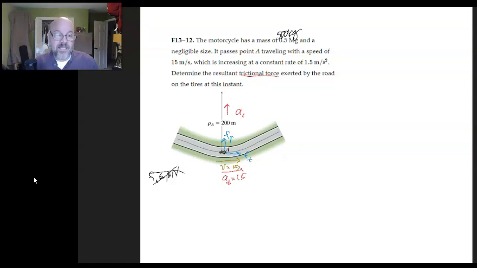Okay, when it says the resultant frictional force, what we're going to end up doing is this. We will Pythagorize these things like so. Okay, and then whatever that number F is will be the answer that your book wants. Okay, so here we go. Let's start with the radial stuff. Okay, MAC.